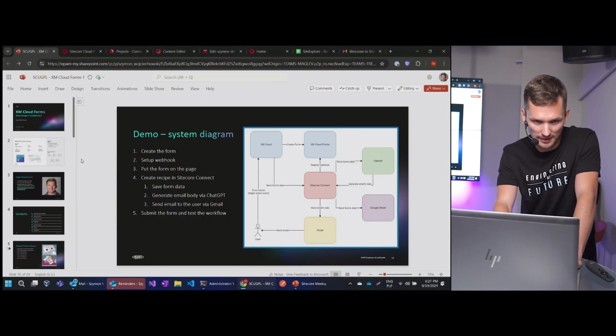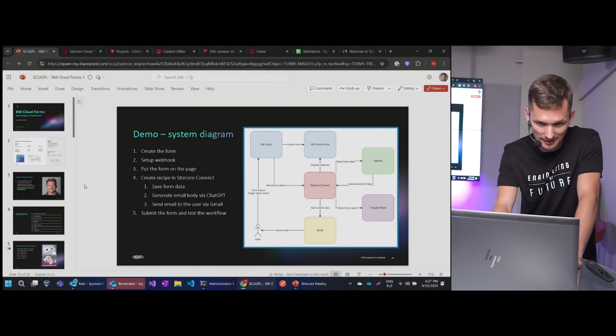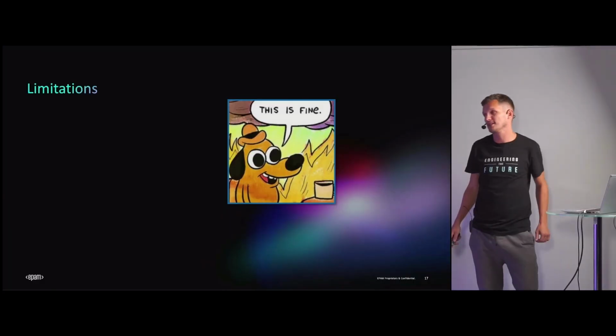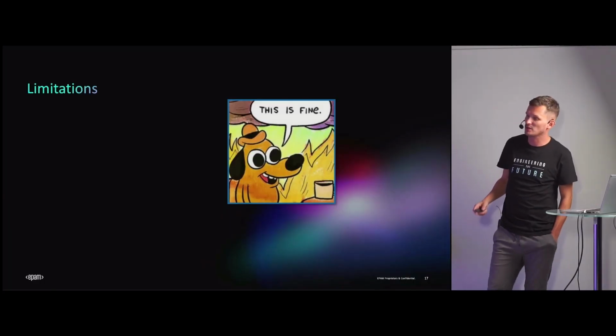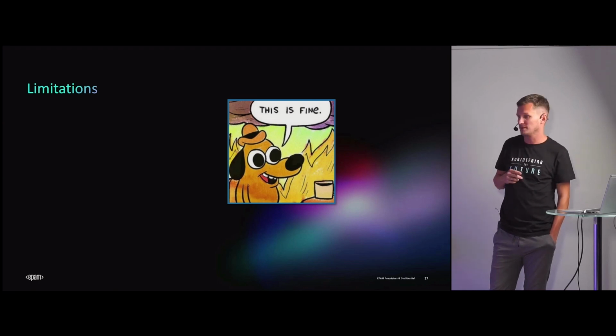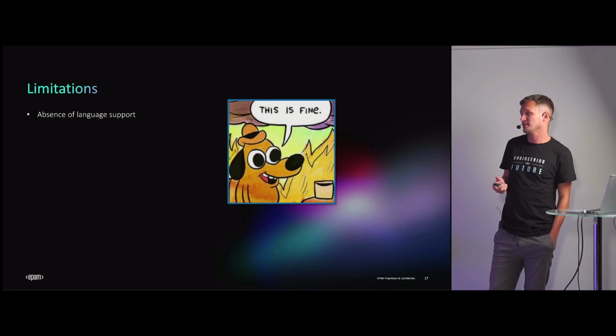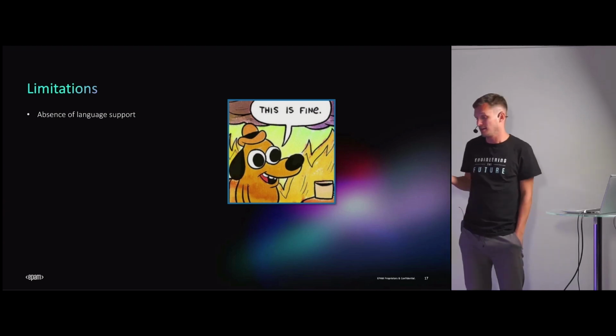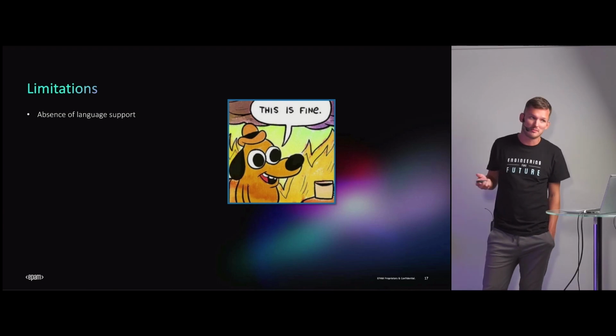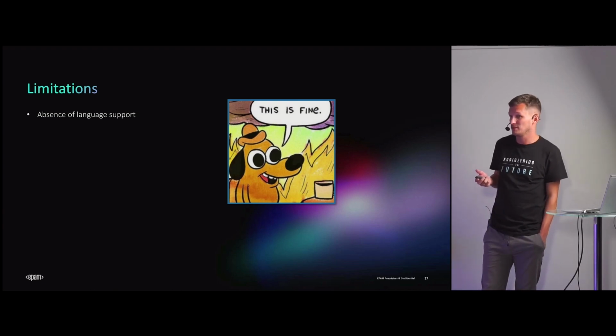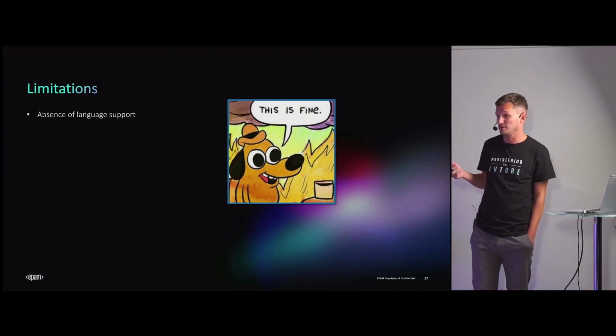Let me go back to the last few slides. So let's talk about limitations, because there are quite a few. I already mentioned a couple of them, the smaller ones, but there are bigger ones, I would say. And the first one is the absence of language support. So that means that if you have a form, you can't actually make it multilingual. So you can't set different labels for different languages.